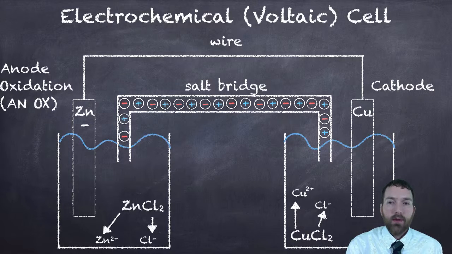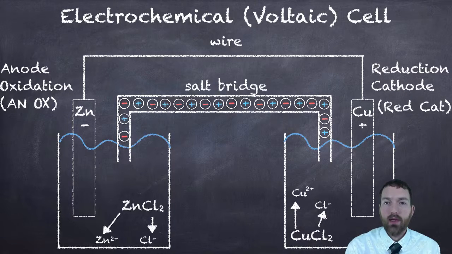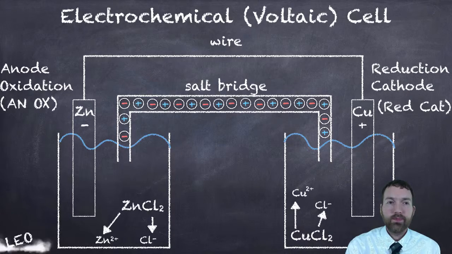So on the right, we have our cathode. If zinc's our anode, copper is automatically our cathode, red cat, so that means reduction is going to happen here. And the cathode is our positive electrode. Remember the little t in cathode is kind of like a positive sign, so I will label that electrode positive.